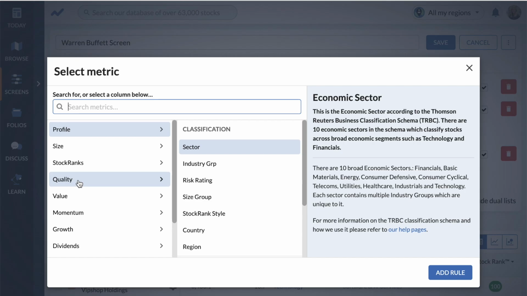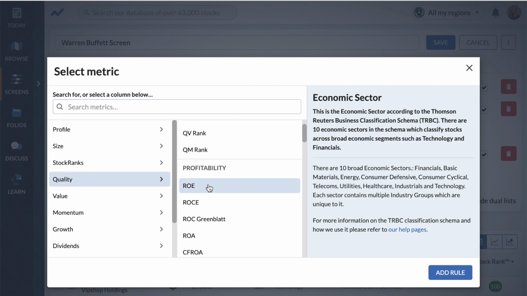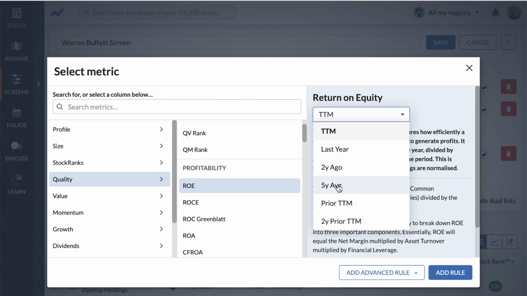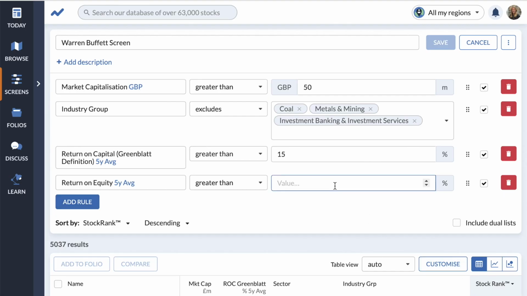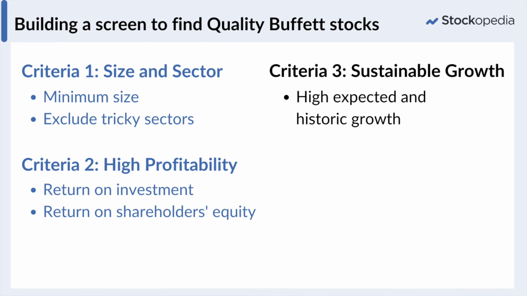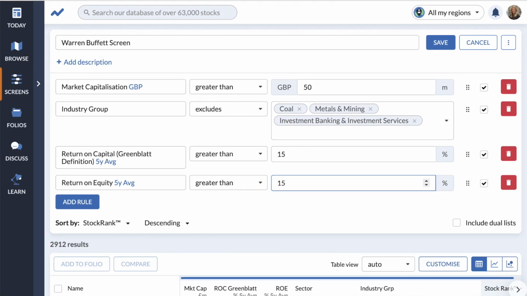For further assurance that we're selecting highly profitable companies, we're going to add a return on equity screen to ensure we're only selecting companies which are generating decent profits from the investments made by their shareholders. Again, we're looking for a 5-year average of more than 15%. But it's not just equity that we want to make sure that the company is using effectively. We also want to ensure we're picking companies that fund future growth using their own profits.